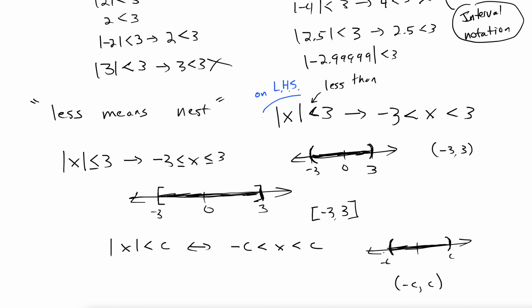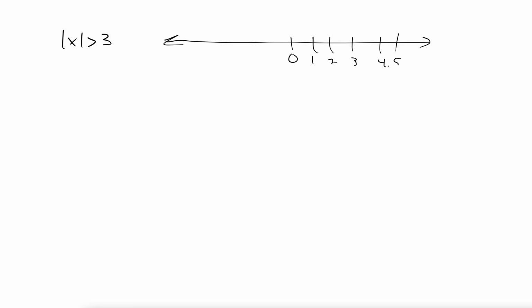Let's talk about the other case, the greater than case, the more means or case. Now let's look at almost the same situation. Instead of x less than 3, let's look at x greater than 3. We'll just explore it briefly here. Here's our number line, 1, 2, 3, 4, 5, and negative 5, negative 4, negative 3, negative 2, negative 1.